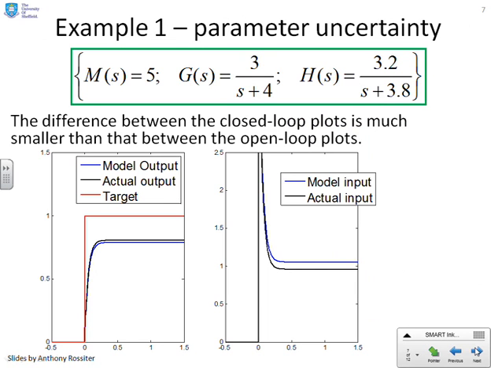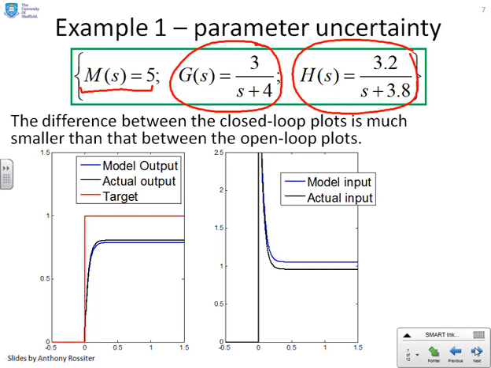First example then, parameter uncertainty. And you'll see this is the same as video 1. We have a notional model, 3 over S plus 4, but we're saying that the real system, in fact, is 3.2 over S plus 3.8. And I'm now going to control this with a control law, M of S equals 5. So the feedback loop we've just done, M of S equals 5, and let's look at how the system behaves.